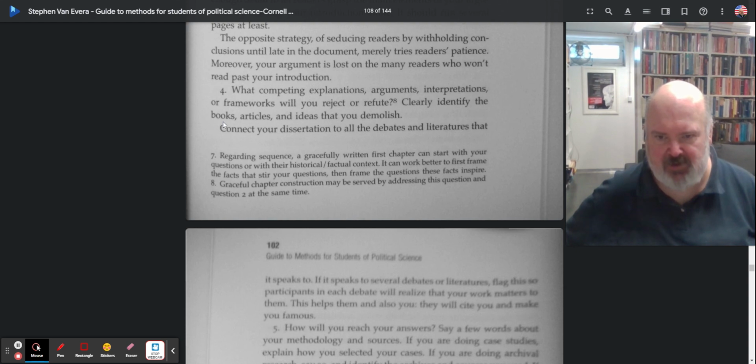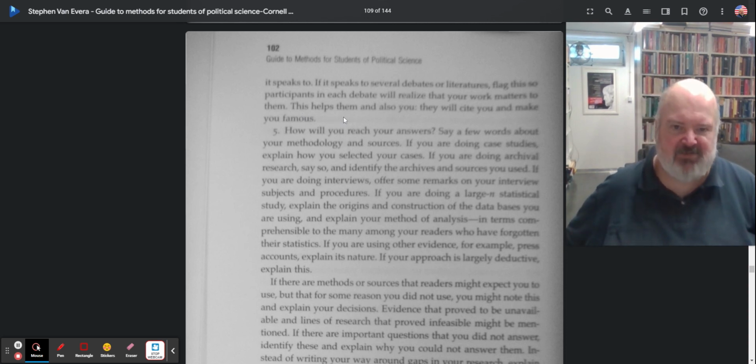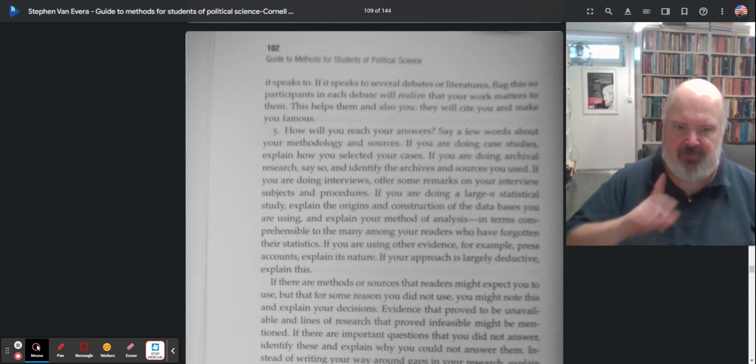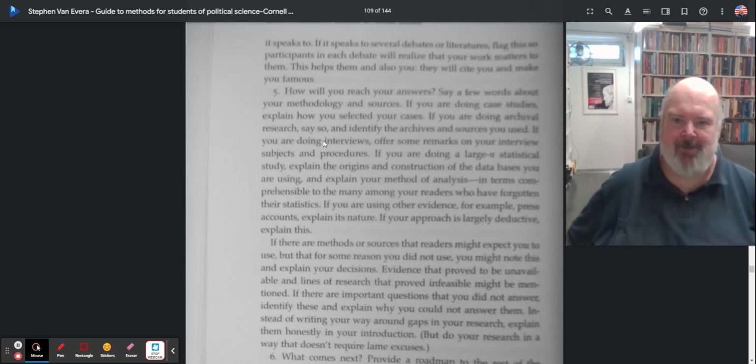Clearly identify in books and articles, again, the ideas that you demolish, right? Clearly identify the books and articles. Connect your dissertation to all the debates in literature it speaks to. And if it speaks to several debates or literature, flag this so participants in each debate will realize that your work matters to them. This helps them and helps also you. They will cite you and make you famous, right? Improve your reputation, right?